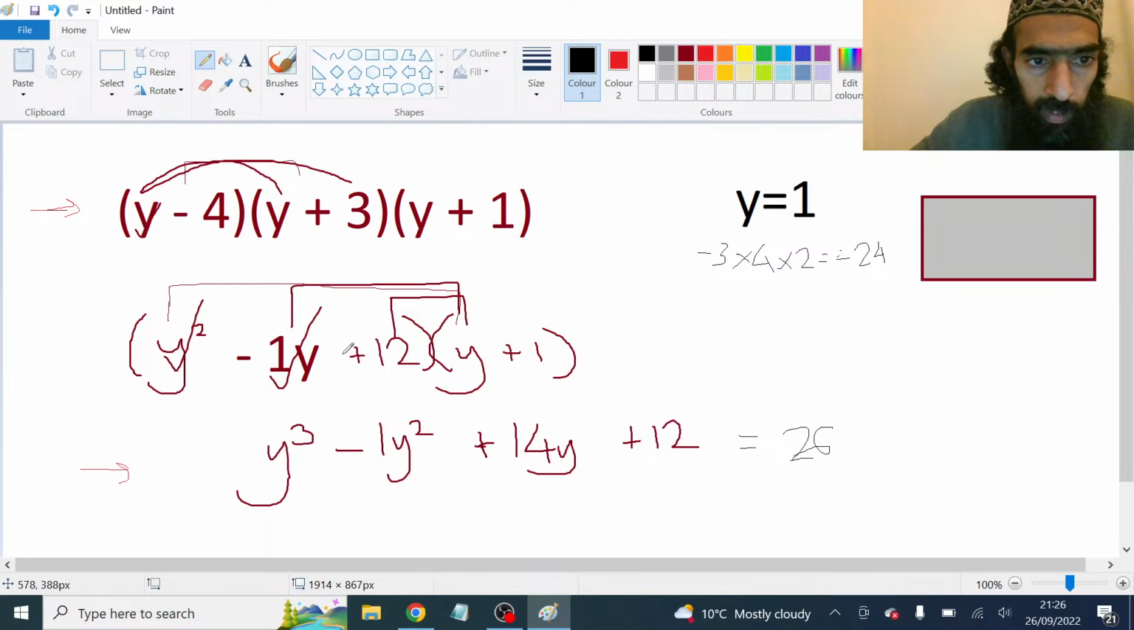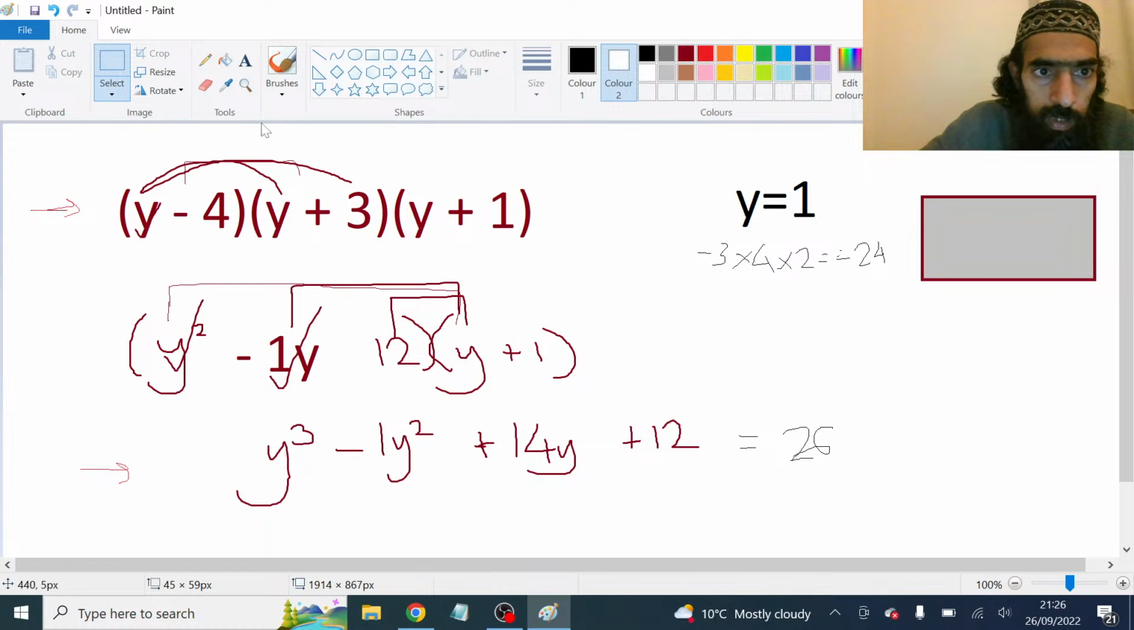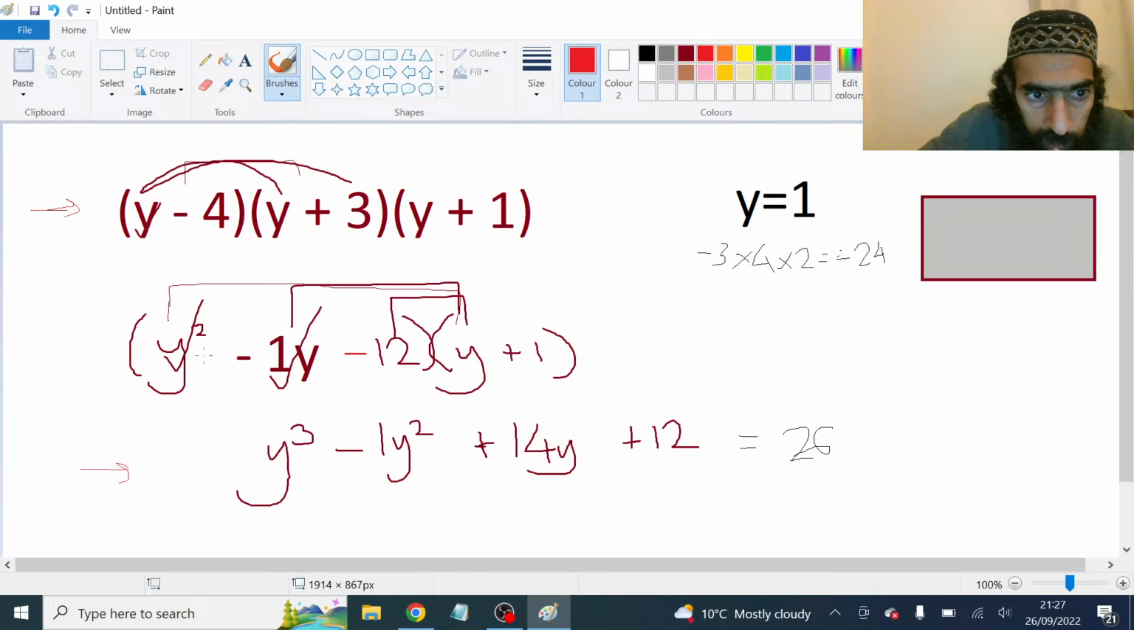And what we'll find is that this plus 12 should have really been a minus 12. So minus 4 times the 3 is minus 12. So that sign needs to change. So you can see how useful it is just to do that check. So let's change that into minus, correct that into a minus, and hopefully no other mistake, and then that means the last line is going to change. Y cubed minus 1y squared, they can stay the same, but that would be minus 12y.